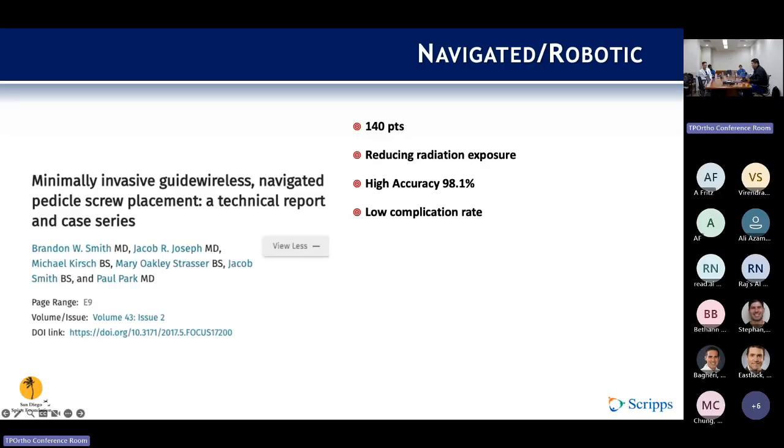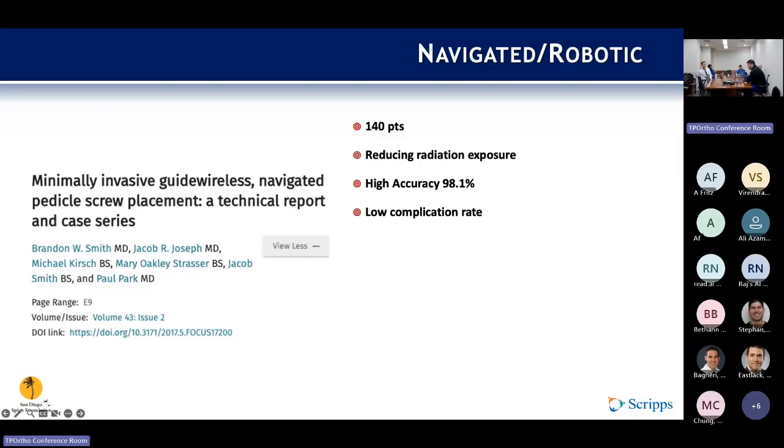Next, this one was a study that eliminated the need for guide wires or K wires, nitinol wires, for placing pedicle screws. It was 140 patients, mainly revolving around degenerative disease and deformity, but they also had trauma. They found that there was a 98% accuracy rate for screw placement within the pedicle and a low complication rate.